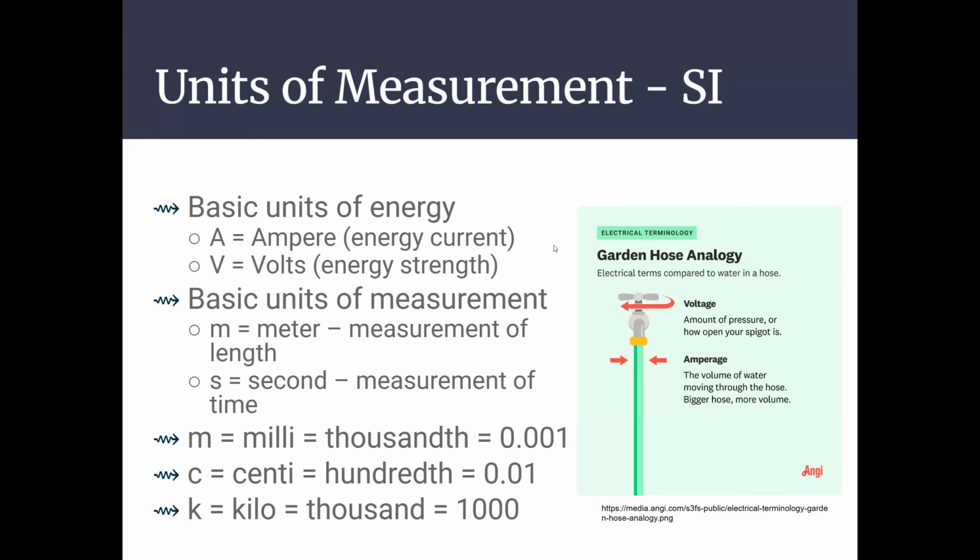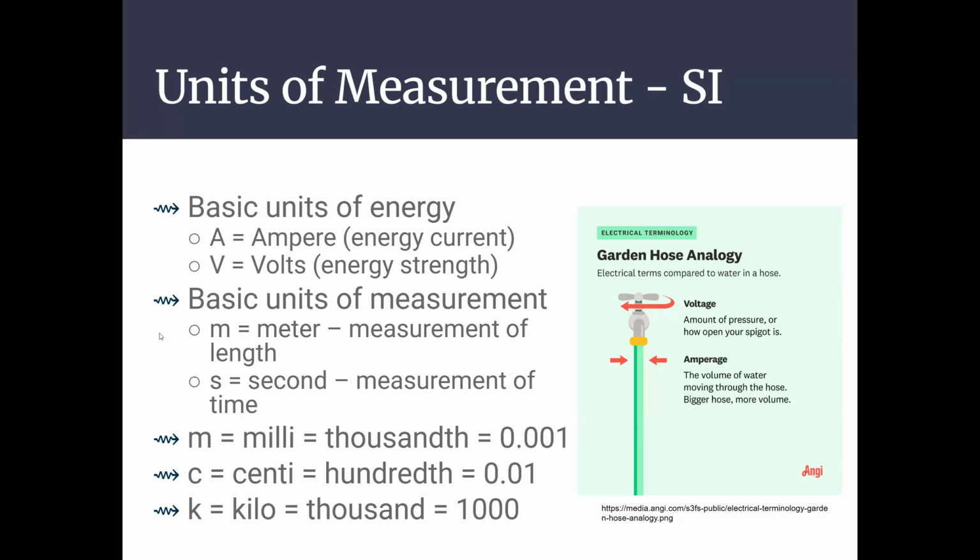The basic units of measurement are m for meter. This is length measurement. And also s for second, measurements of time. So note that the A and the V in ampere and volts are written in capital, and the m and the s are written in lowercase. It's important that you differentiate this when you're writing out these calculations, because when something is big or small can change its meaning. So it's important that you pay attention to that.